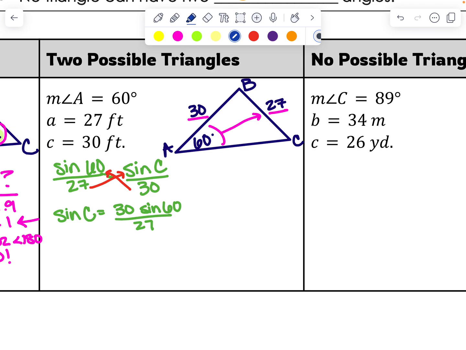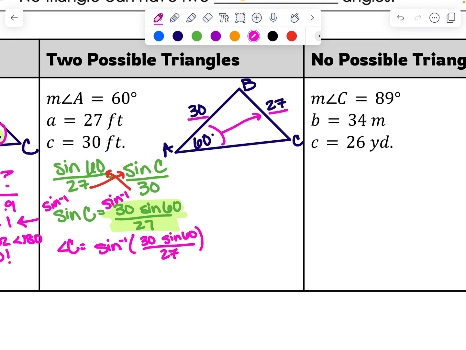You may have a step or two more, and that's okay, but we should get to that place. So now I ask myself, is this value between -1 and +1? And it is, which means that I can find a solution. So I'm going to inverse sine both sides. So angle C is the inverse sine of 30 sine 60 over 27. So the measure of angle C should be 74.2 degrees.